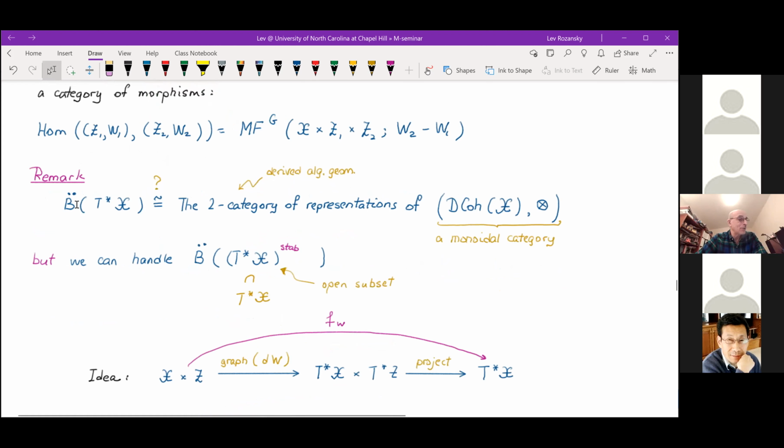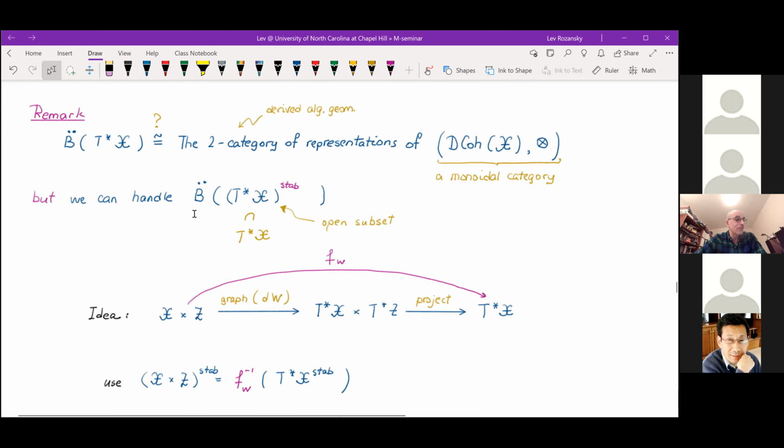Given this, why do we use it? Of course, it's nice to know that this two category of representations is related to symplectic geometry, which is just funny in its own right. But our approach gives a certain advantage. Namely, we can remove a certain part from T star X and still define a two category. Suppose there is some stability condition, which requires us to take an open subvariety of T star X.